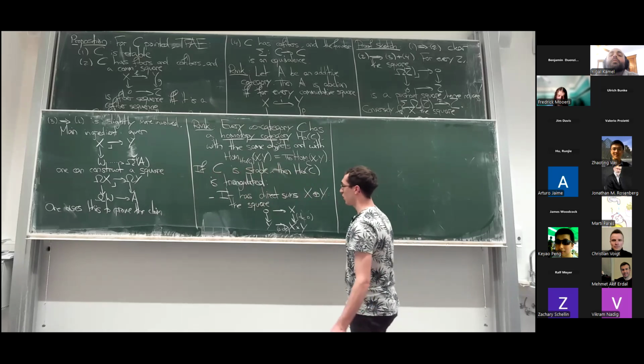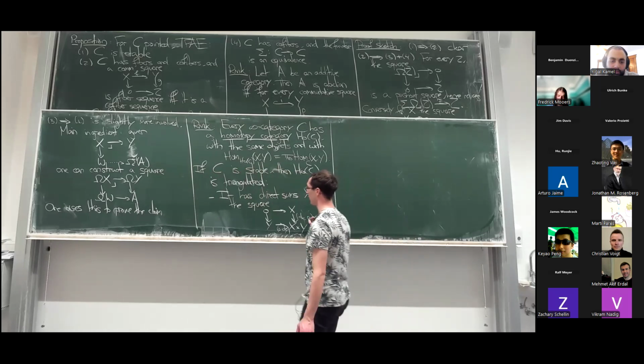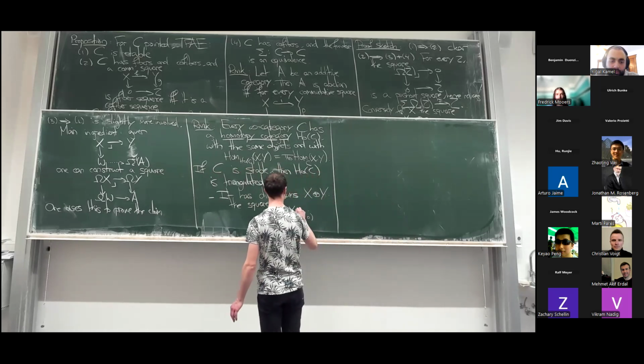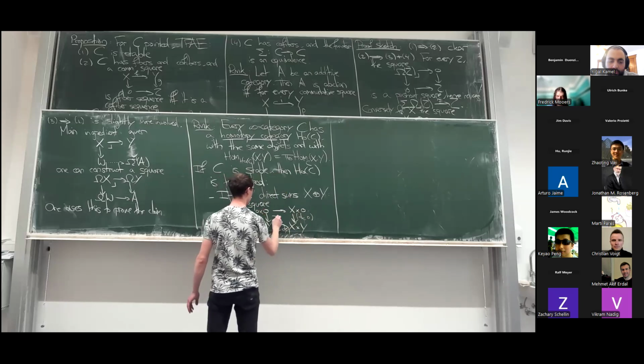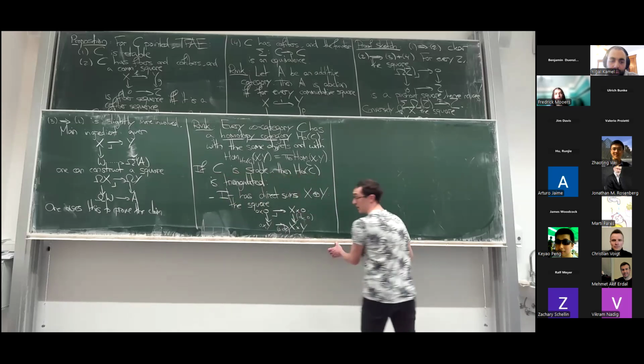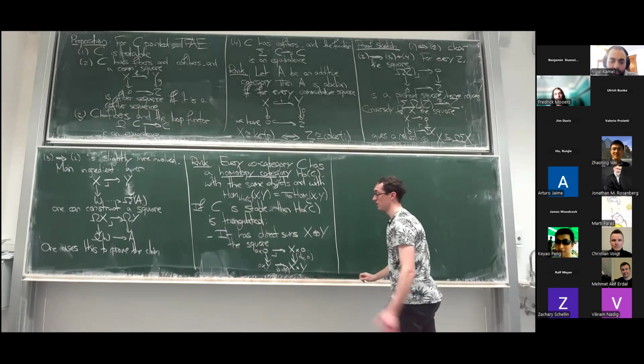And this square is always a pullback square in any pointed category, because you can just write it as X times the 0 object and 0 times Y. And here we have 0 times 0. So this is always a pullback square. And then by stability, it's also a push-out square.